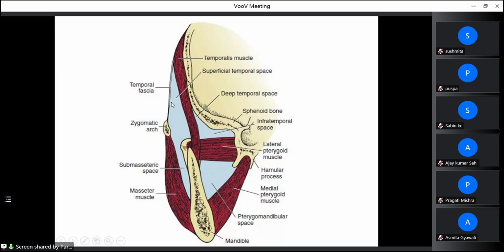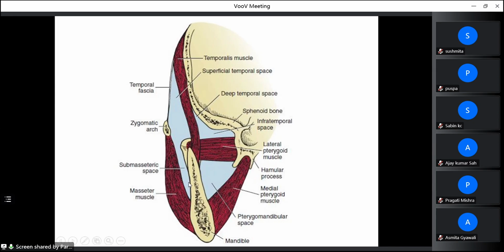There is connective tissue. Whenever there is an infection, it will cause a splitting of the areolar tissue, and it will lead to swelling and collection of edematous fluid and pus. Collectively, the superficial temporal space, deep temporal space, pterygomandibular space, and submasseteric space are known as the masticator space because these spaces are associated with the muscles of mastication.